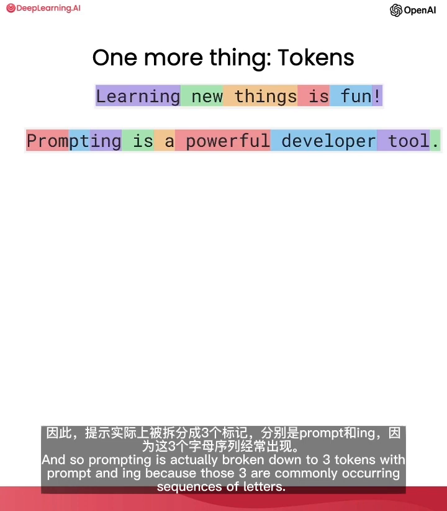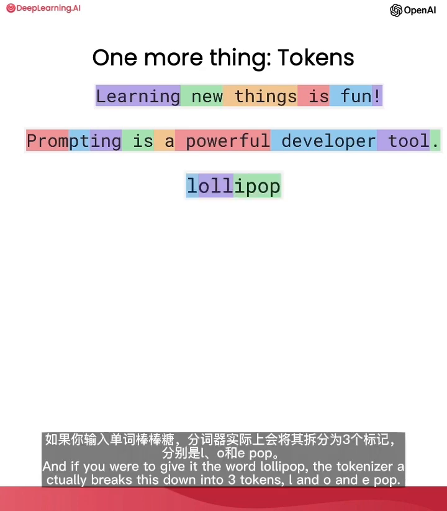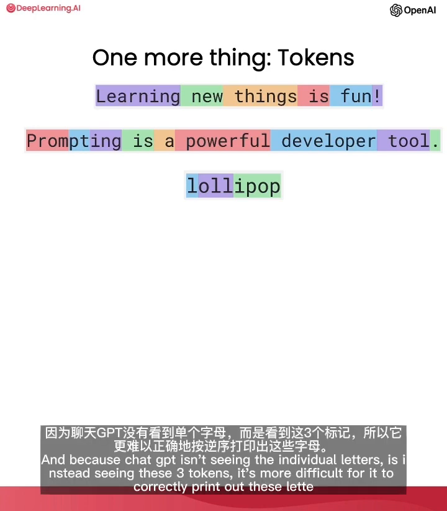Those 3 are commonly occurring sequences of letters. And if you were to give it the word lollipop, the tokenizer actually breaks this down into 3 tokens, L and O and LIPOP. And because ChatGPT isn't seeing the individual letters, it is instead seeing these 3 tokens, it's more difficult for it to correctly print out these letters in reverse order.